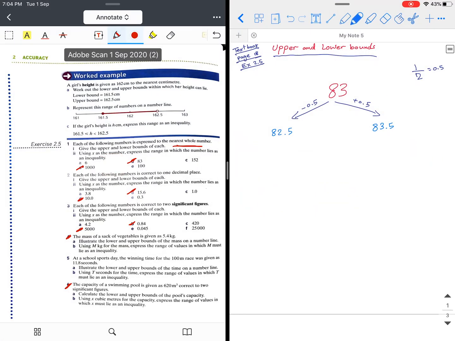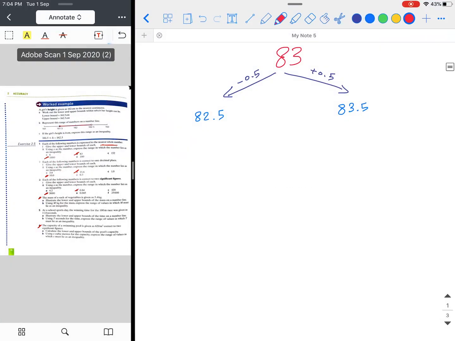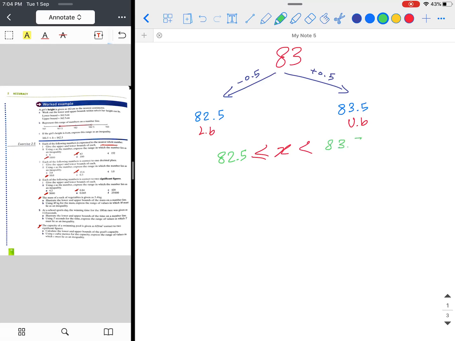After that he asked: give the upper and lower bounds of each. So this one is the upper bound, and this one is the lower bound. After that he asked to use x as the number and express the range in which the number lies as an inequality. So I will put x in the middle: it's greater than or equal to the lower bound, that means 82.5, and it must be smaller than only, not smaller than or equal, only smaller than 83.5. This is question number B.